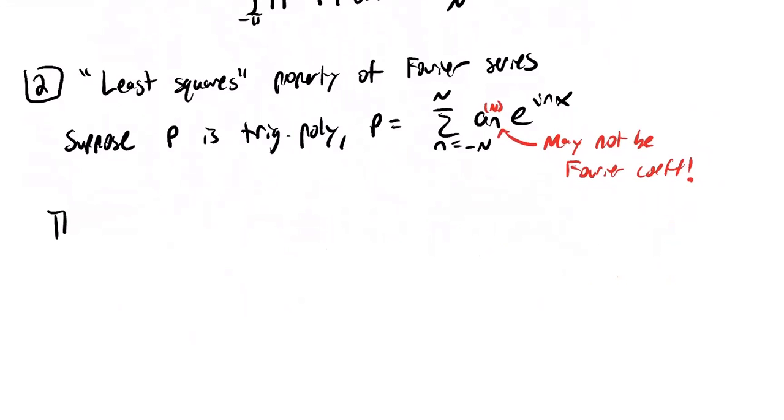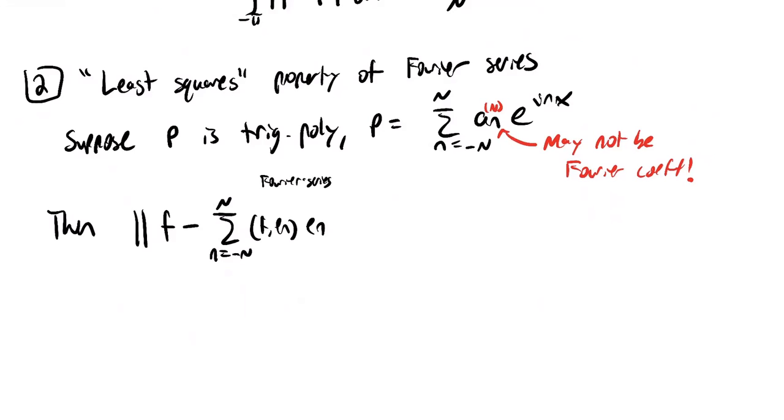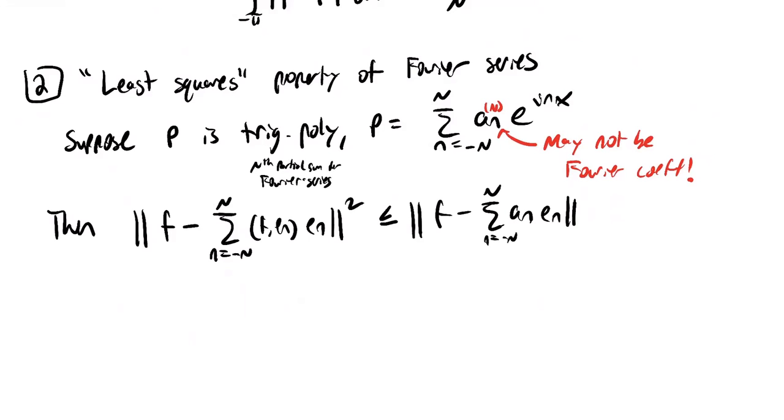But the point is that the least squares property tells you that if you look at the approximation between F and its Fourier series, right? So this is the Fourier series, the partial sum. If I look at this difference squared, this is always less than or equal to the difference from any other trigonometric polynomial, right?